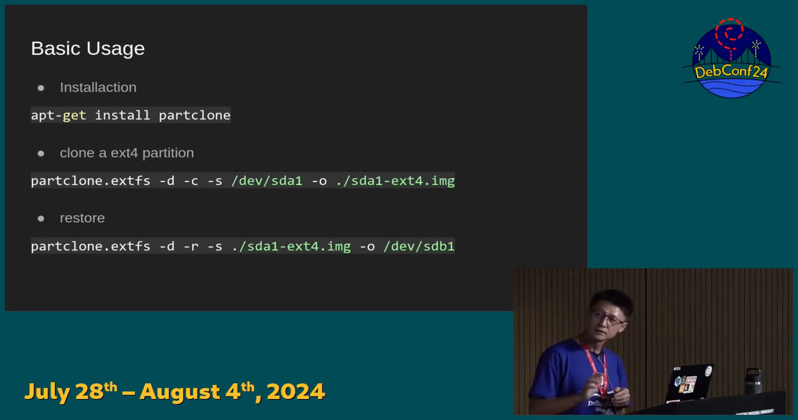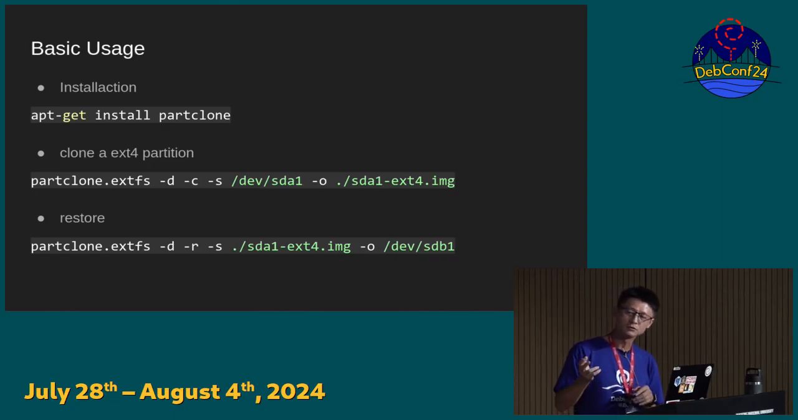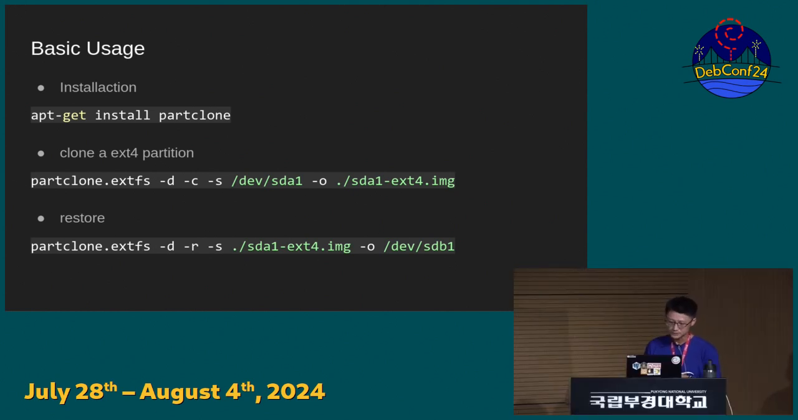And the second command is for the user to clone an ext file system. Ext2, 3, 4 use the same command, same structure. So we can just clone the partition sda1 to an image, something like partclone.ext4. And after that, someday when you want to restore, you can run the same command and change the option to -r, which is for restoring from the source image to the target device.